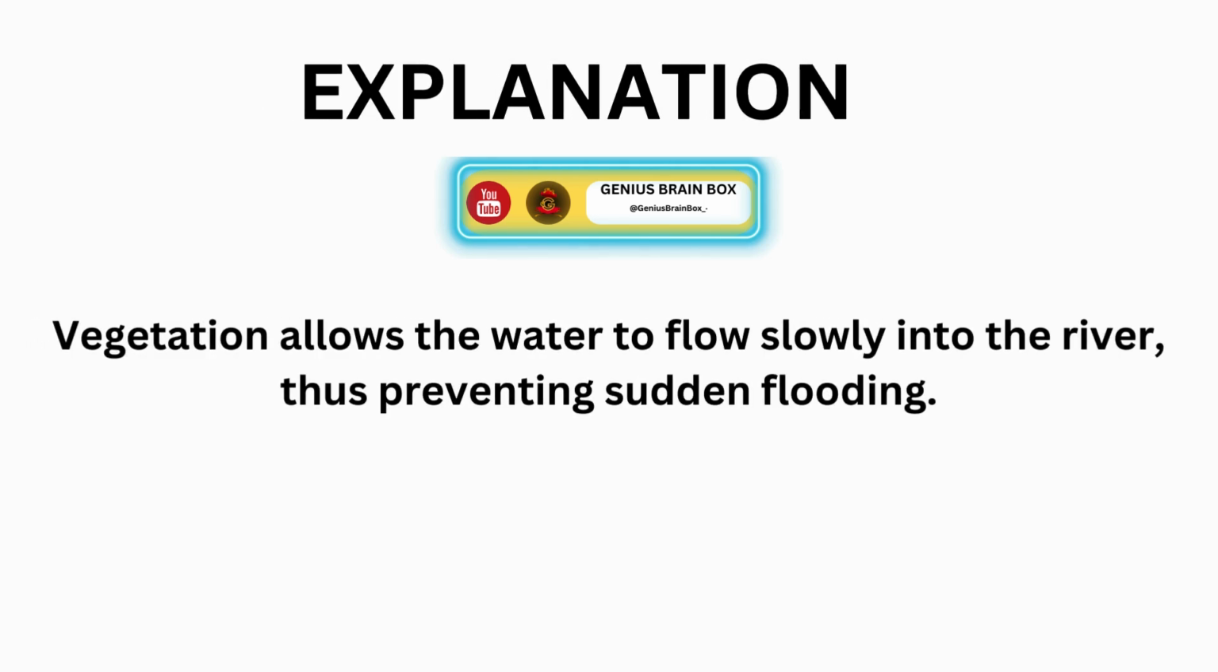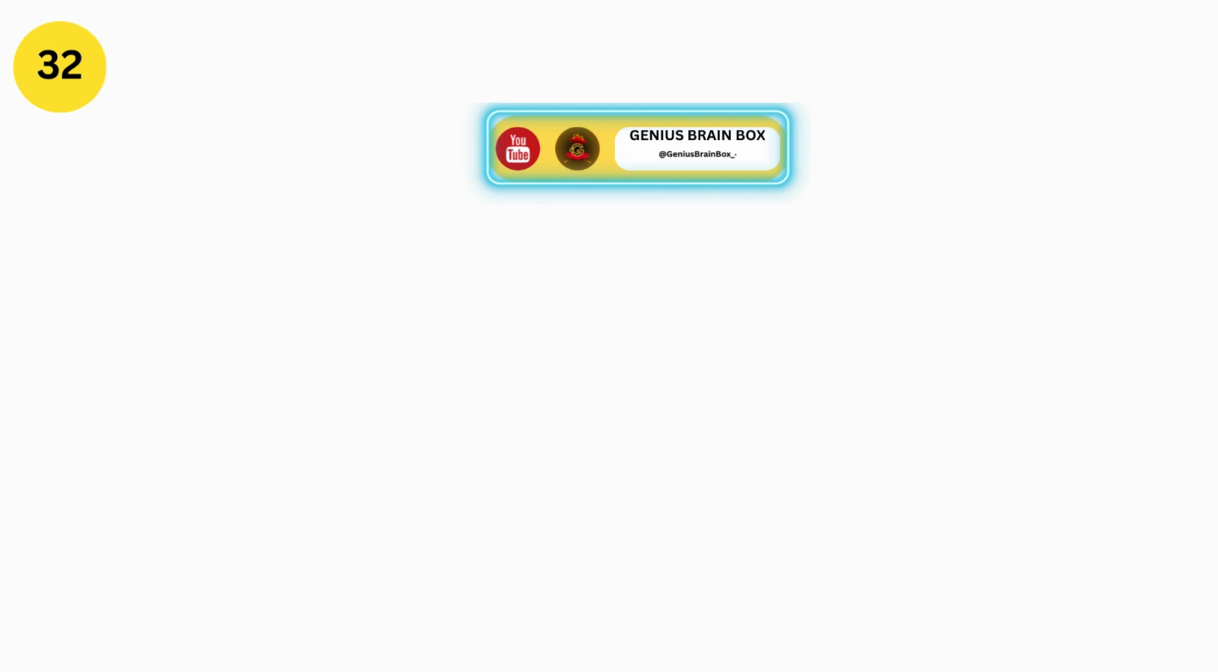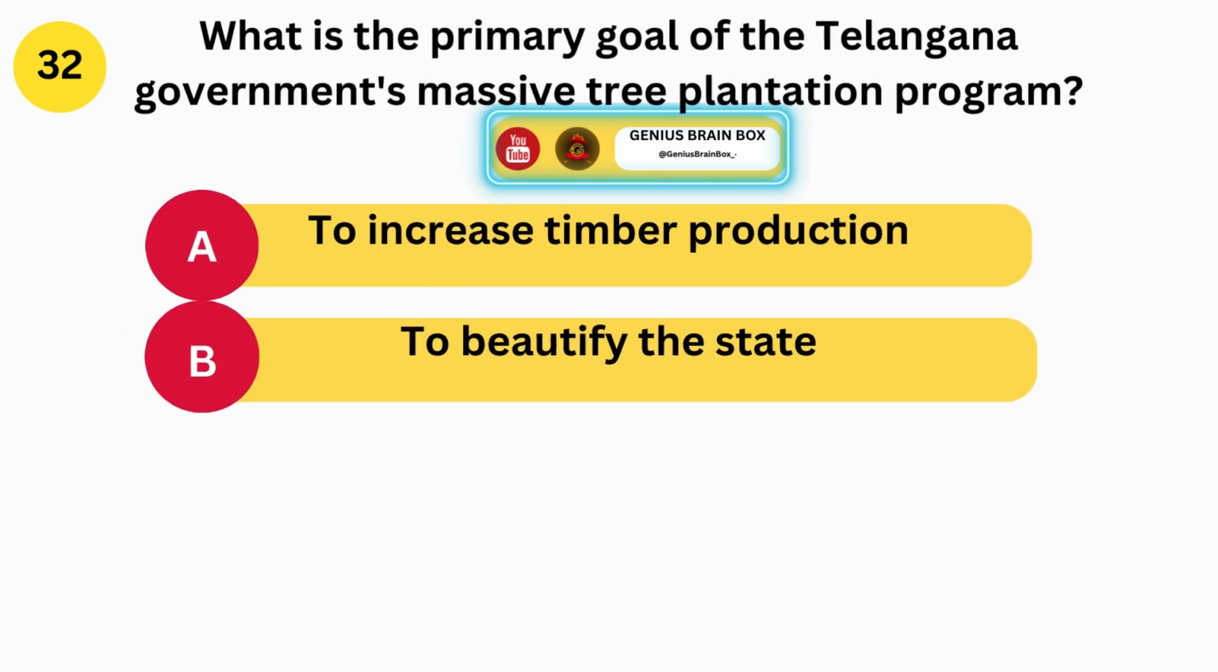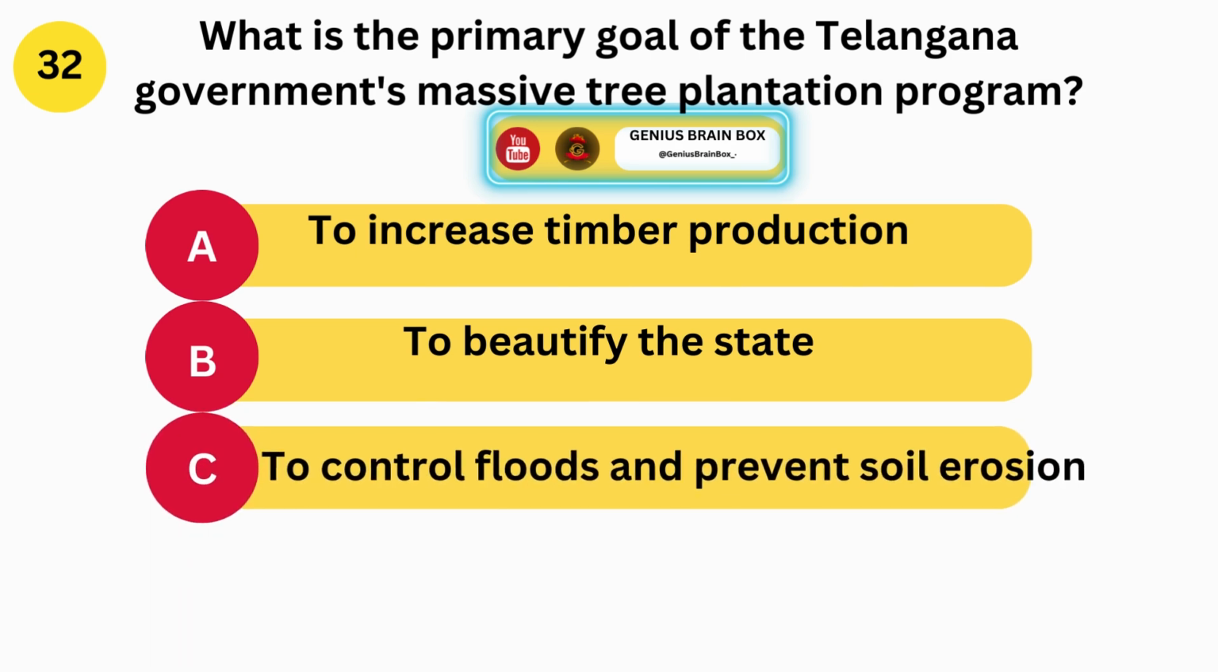Explanation. Vegetation allows the water to flow slowly into the river, thus preventing sudden flooding. What is the primary goal of the Telangana government's massive tree plantation program? Option A, to increase timber production. Option B, to beautify the state. Option C, to control floods and prevent soil erosion.